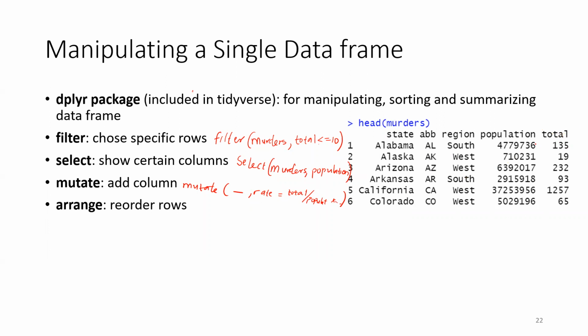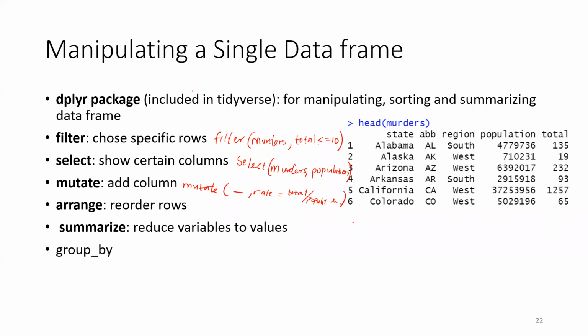And then the other function is arrange. That's just used to reorder rows. For instance, I can tell it to reorder the rows by the rate column or by the total column. It arranges them from the smallest to the largest. Then summarize reduces the variable to a value. For instance, if I want to find the mean population, I will use the summarize function, then tell it to give me the mean of the population or the mean of the total. Or if I'm interested in the standard deviation as well, the summarize function can do that.